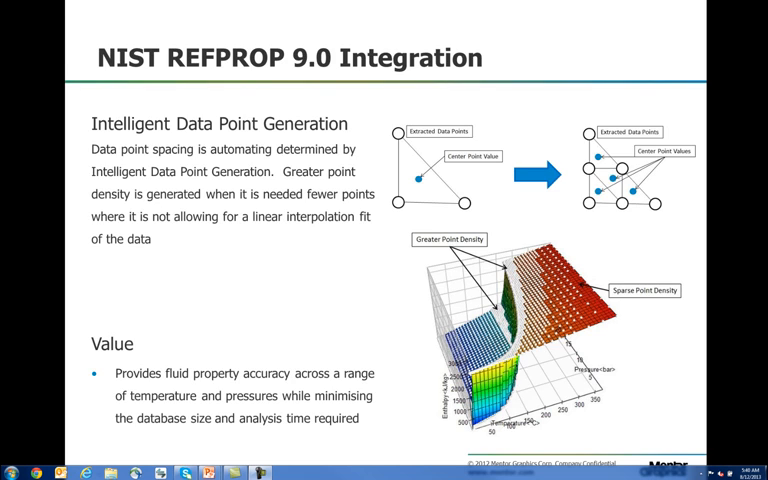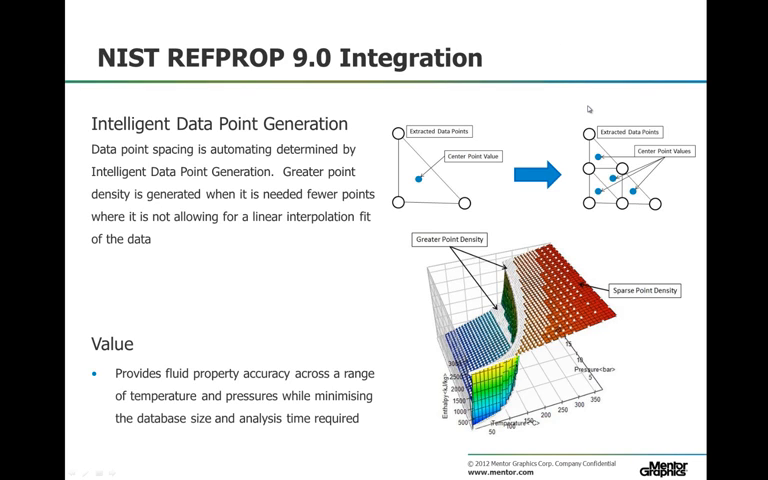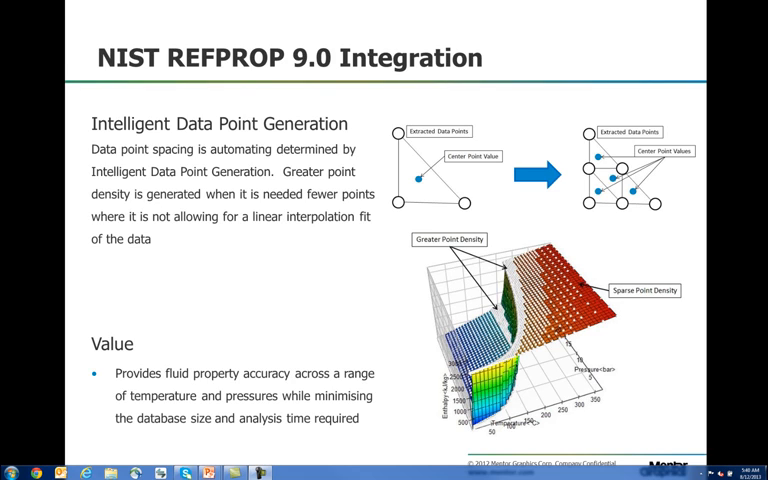An additional challenge of the NIST database is the large number of data points for the fluid properties. This can have a significant impact on the performance of the software due to the high memory usage. To minimize this, Flowmaster has implemented intelligent data point generation, which creates fluid property surfaces that have a variable point density. This utility places fewer points where there is little change in the surface and more points where the changes are more significant. This provides fluid property accuracy across a range of temperatures and pressures while minimizing the database size and the analysis time required.